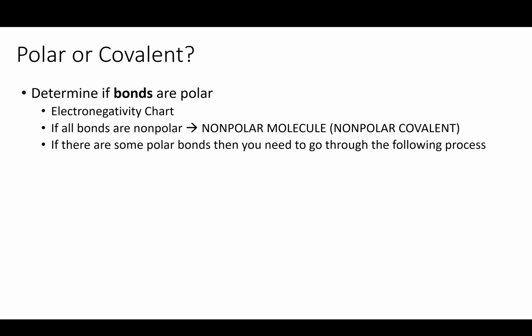The first step in trying to determine if a molecule is polar is to determine if the bonds are polar. The way we do that is we look at the electronegativity chart, and there's one in your Top Hat, and I'll give you one on your first test for this class. If all the bonds end up being nonpolar, then you can pretty much stop, because if you have all nonpolar bonds, then your molecule must also be nonpolar, and we call that nonpolar covalent. But if there are some polar bonds, then you need to go through this process.